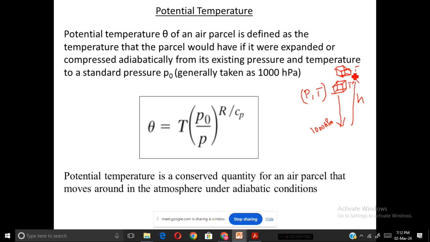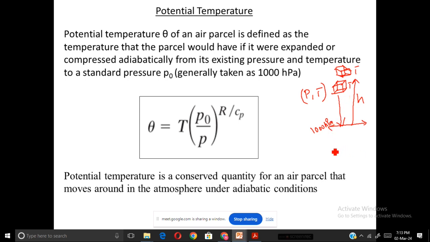So what we do to make a comparison between these two air parcels is bring both parcels down to a reference level, which is generally taken as the 1000 hectopascal level. Then we find the potential temperature of these parcels, and we compare the potential temperature instead of the actual temperature. That's why potential temperature is used. It is a conserved quantity for an air parcel that moves around in the atmosphere under adiabatic conditions.